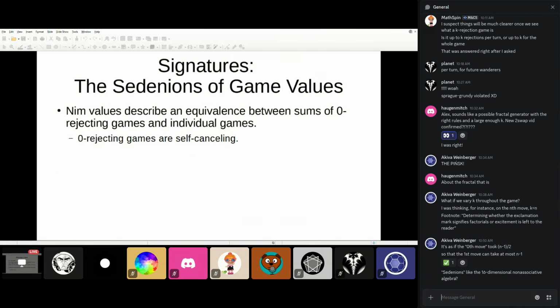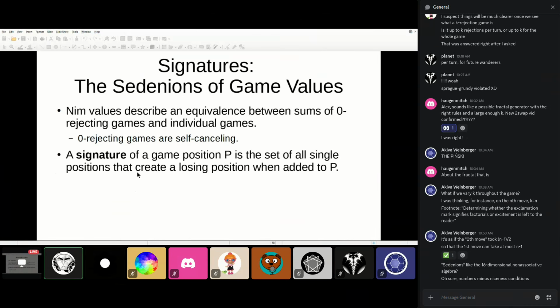So I combined this with what nim values are supposed to do, and I thought, well, maybe I can identify games by Sedenians, like the 16-dimensional non-associative algebra, by virtue of being a version of an already established field of numbers, but without all the properties that make them easy to work with. Yes, I did choose that term deliberately. To answer chat. So I came up with this idea of a signature, which is the collection of game states that cancel the position you're currently looking at.